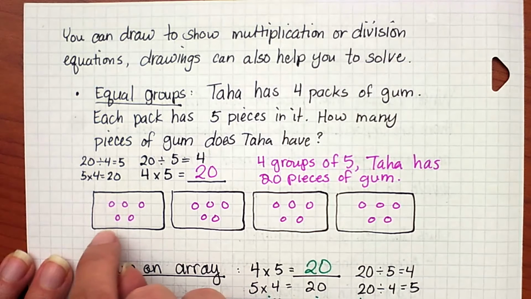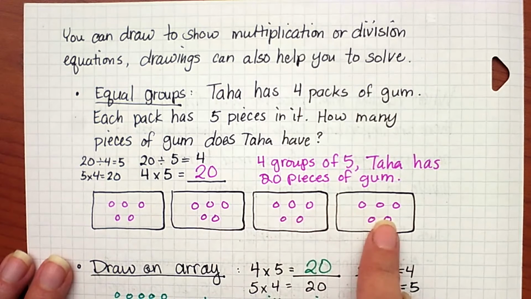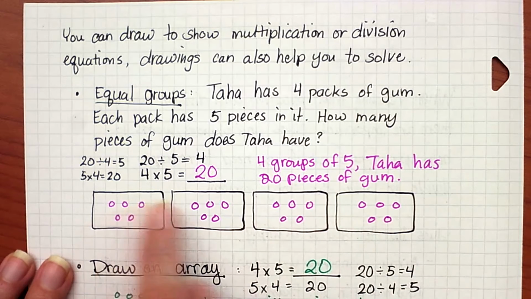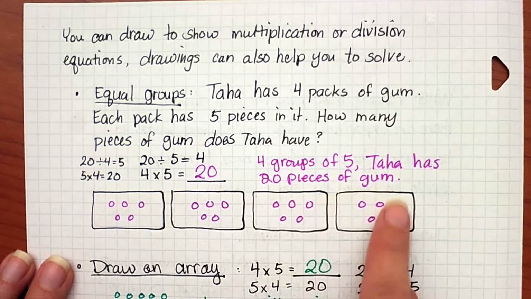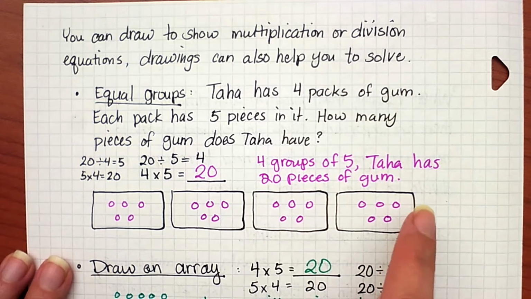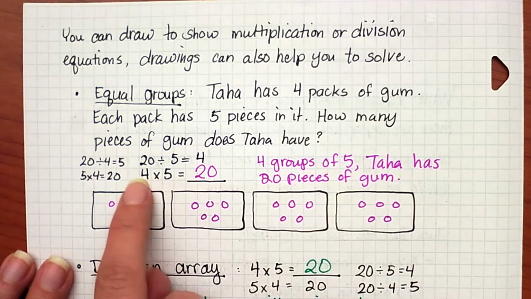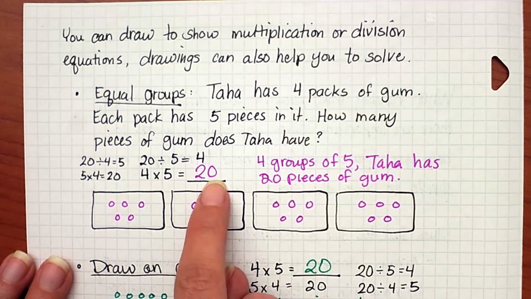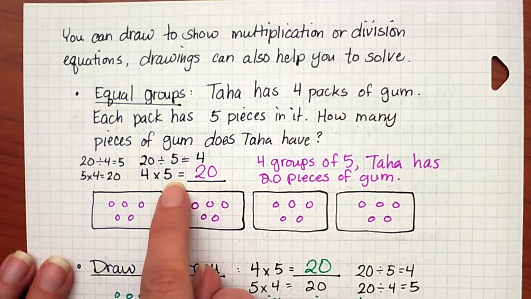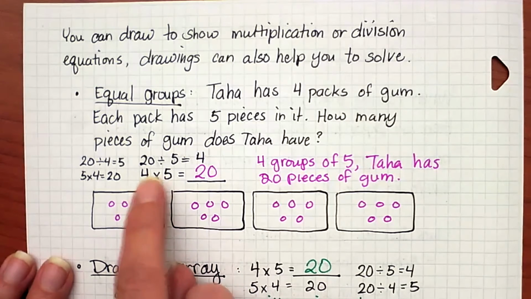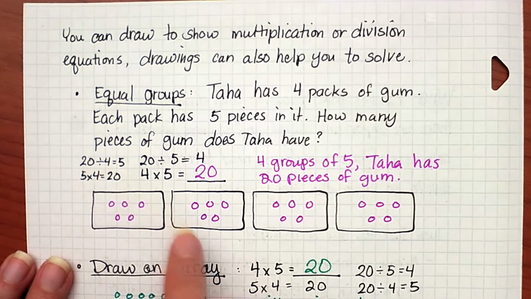I need to think: 4 times what number is going to get me to 20? So I can draw my 4 groups over here, and I can start putting 1 in each group while I count up until 20, until I run out of pieces. Or I can use my multiplication facts. I know that 4 times 5 is equal to 20. So that means 20 divided by 5 is equal to 4, or 20 divided by 4 is equal to 5.